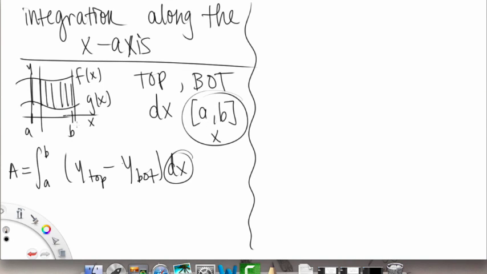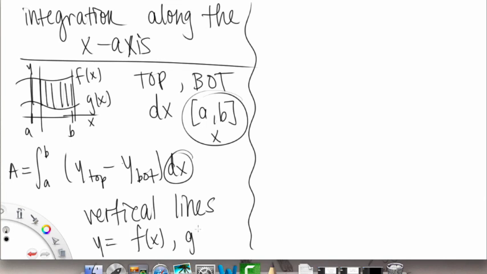We do have vertical lines here, right? So vertical lines, here I'm just listing some of the characteristics of integrating along the x-axis, okay? So we have vertical lines, and our y is equal to an f of x, which is a function of x, and g of x, which is a function of x, okay? So that's pretty much it. Those are all the characteristics of integrating along the x-axis.